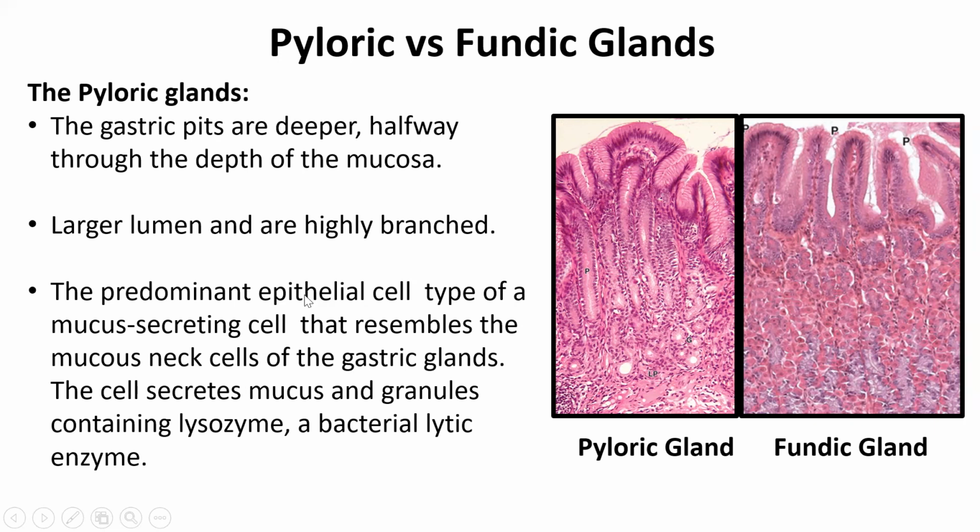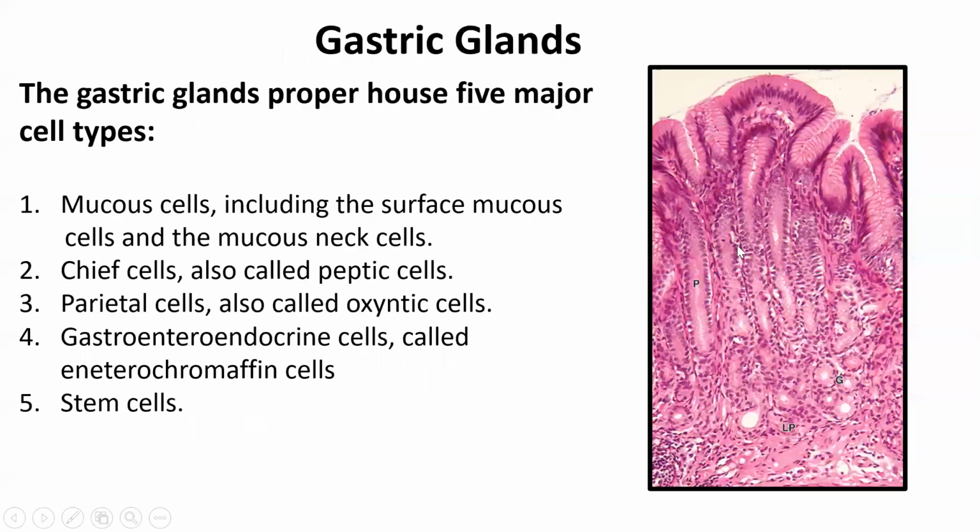They also have a larger lumen. If you look, sometimes there are better images of this. The predominant epithelial type is a mucus-secreting cell that resembles the mucus cells of the gastric glands. The cells secrete mucus and granules containing lysozyme. The cells are a little bit different from the rest of the gastric glands. We'll talk about that in detail in the next few slides.